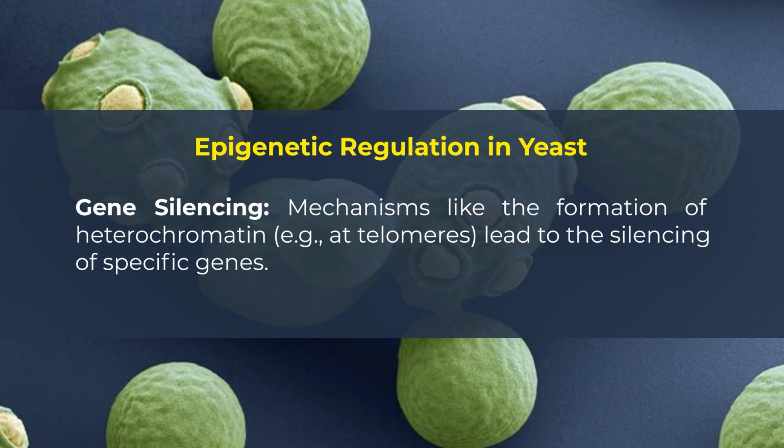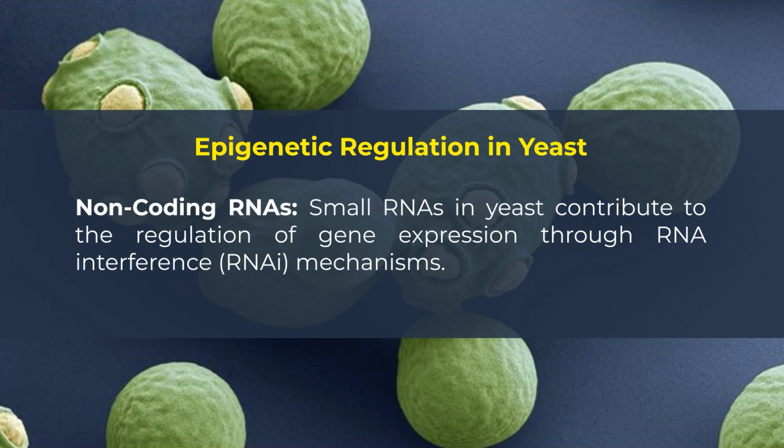The next method of regulation is gene silencing. Mechanisms like the formation of heterochromatin, for example at the telomeres, lead to the silencing of specific genes. Then non-coding RNAs: small RNAs in yeast contribute to the regulation of gene expression through RNA interference, or RNAi, mechanisms.